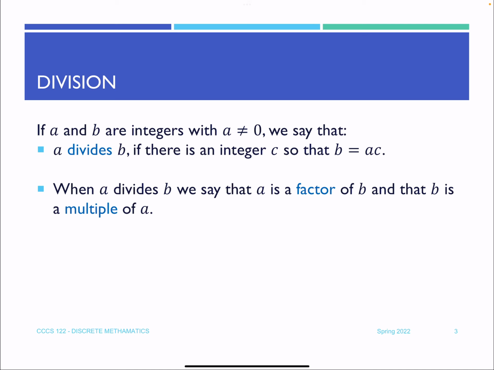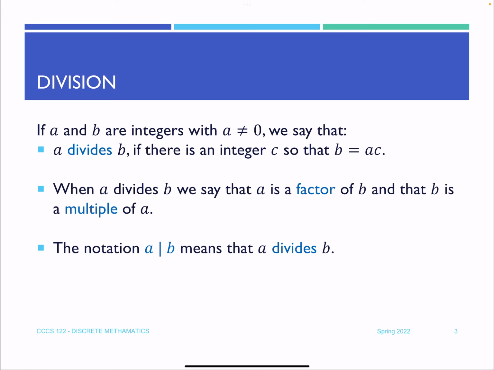So if we have two integers a and b, in which the only condition is that a is not 0, we say that a divides b if there's an integer c, so that b is equal to a times c. When a divides b, we also say that a is a factor of b, or that b is a multiple of a.